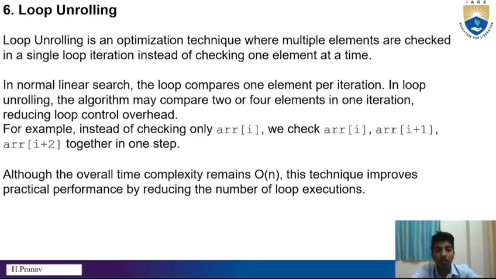For example, instead of checking only array of I, we check array of I, array of I plus 1, and array of I plus 2 together in one step. We check all these elements in a single step. In this case also, even though time complexity remains the same, this technique improves practical performance by reducing the number of loop executions. And this is one of the best optimization techniques.